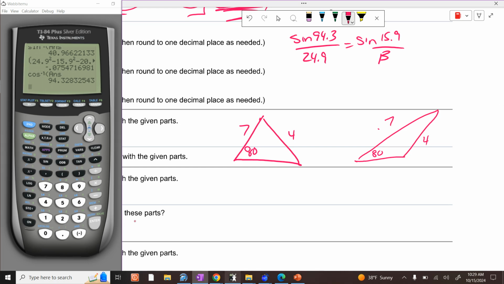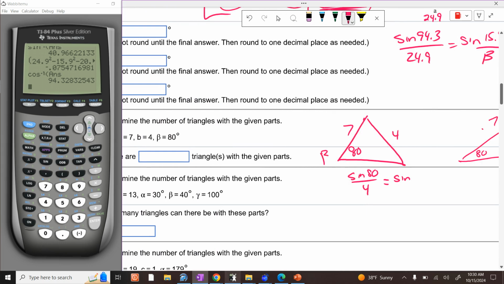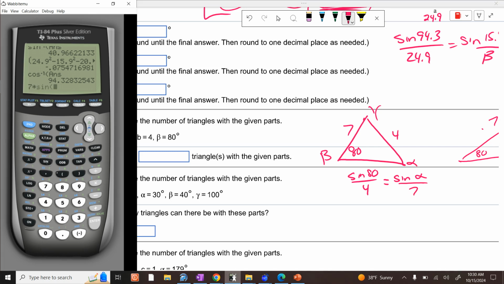So if we cross multiply, sine of 80 over 4 equals the sine of alpha over 7, if this is beta, I think they gave us. If we cross multiply, what's 7 times the sine of 80? That's 6 point whatever, divided by 4 is 1.72. Second sine, second answer. What do we have?